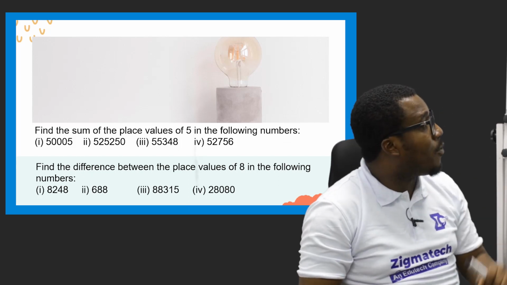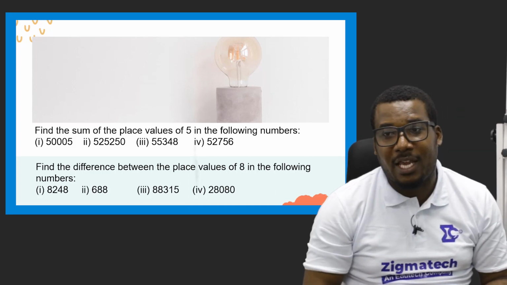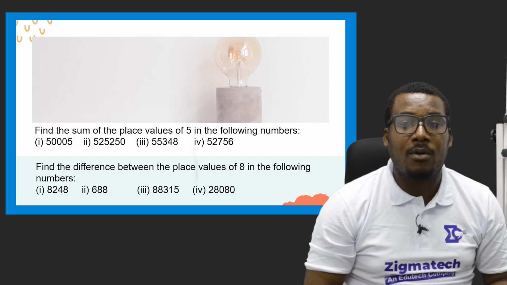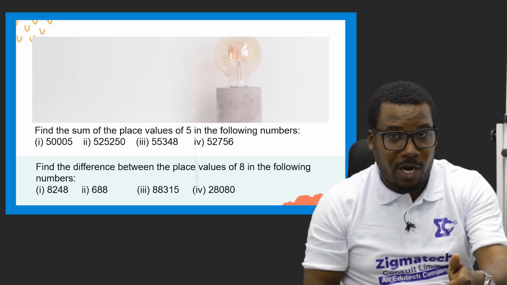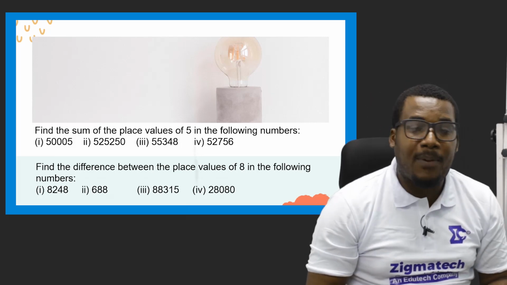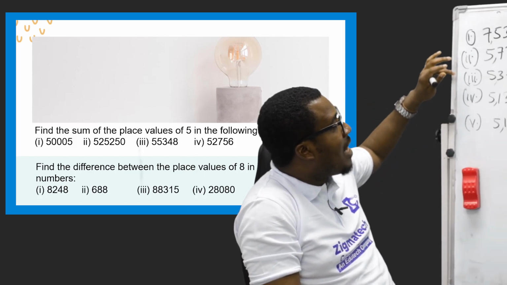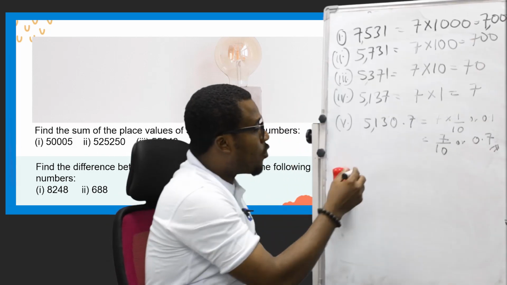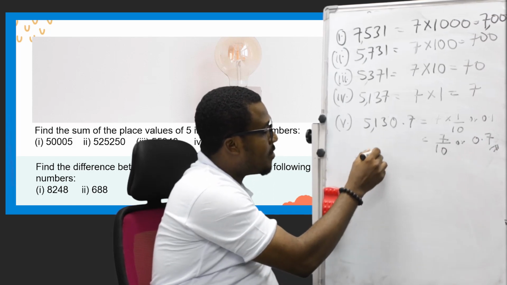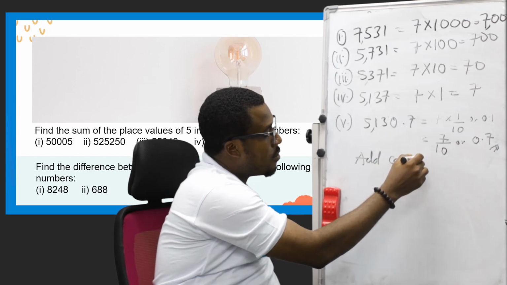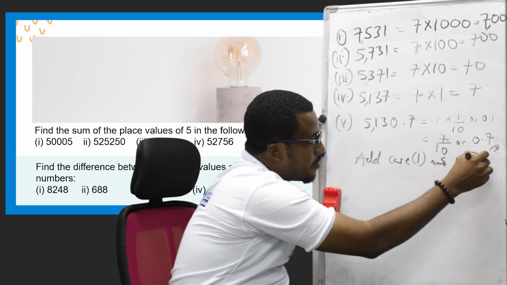Now, coming back to this example one more time, what if you're given a question, as in the case with that first instance over there, you're asked to find the sum? Of course, you know that sum is addition. Difference is a subtraction. Now, you're asked to find the sum of the place value of 7 in case study 1 and case study 3. So I'm asked to find the sum, which is to add case 1 and case 3.